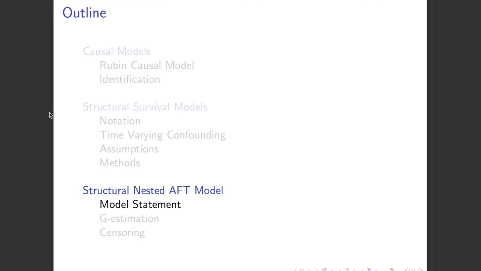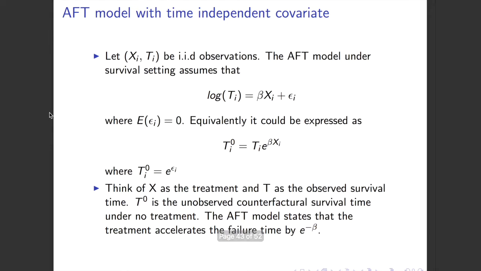So now let's talk about structural nested accelerated failure time models. I don't know much about it. Yeah. So let's say our outcome of interest is the survival time, and we want to study the treatment effect on the survival time. So basically, in traditional survival analysis, we have 2 options. One is we fit the Cox model, and another is the accelerated failure time model.